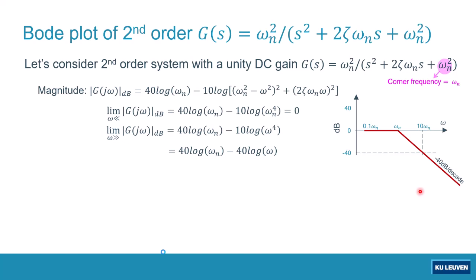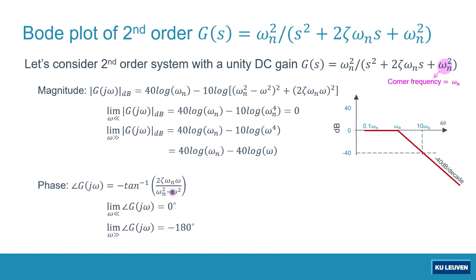What about the phase plot? It is the same as before. We just have to derive the phase equation, as you can see in this slide, and then we analyze it at low frequency. Omega is 0. 0 divided by omega n squared will be 0. Inverse tangent of 0 will be 0 degrees. And at high frequency, we also have to analyze it. Omega divided by minus omega squared, obviously this will be large, so it will be 0 minus a very, very large number, right? So omega n squared means nothing compared to omega squared.